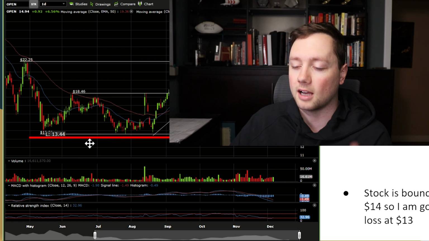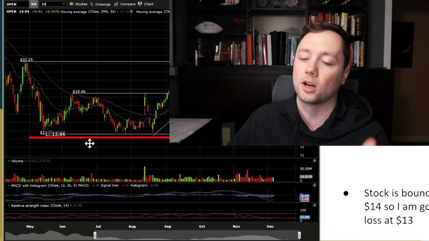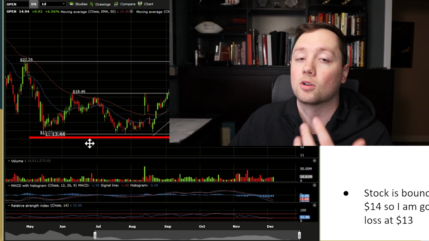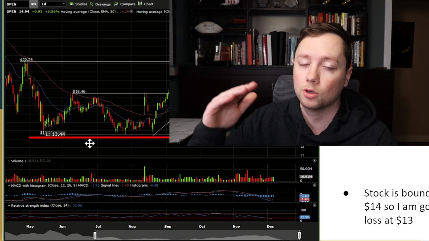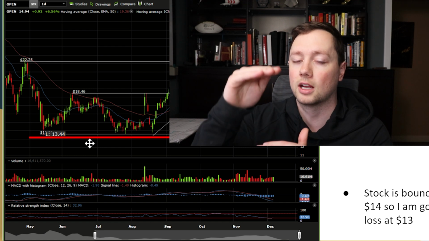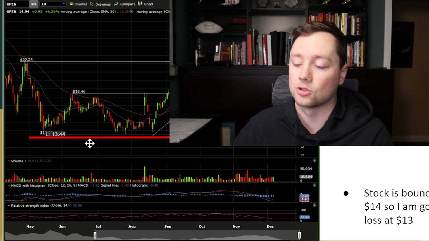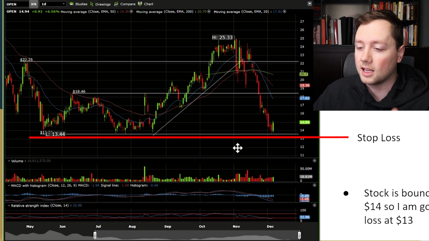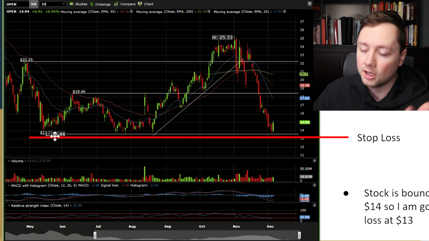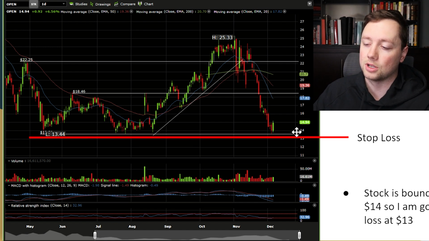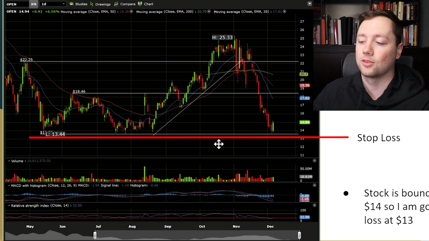It's kind of a touchy subject with regards to where you place that stop loss. If it's a more volatile stock, you want to give it more room, but if the stock is trading in a sort of narrow band, then you can set a tighter stop loss. For us in this scenario, it feels like $14 is holding up pretty strong, so I would set my stop loss at $13.